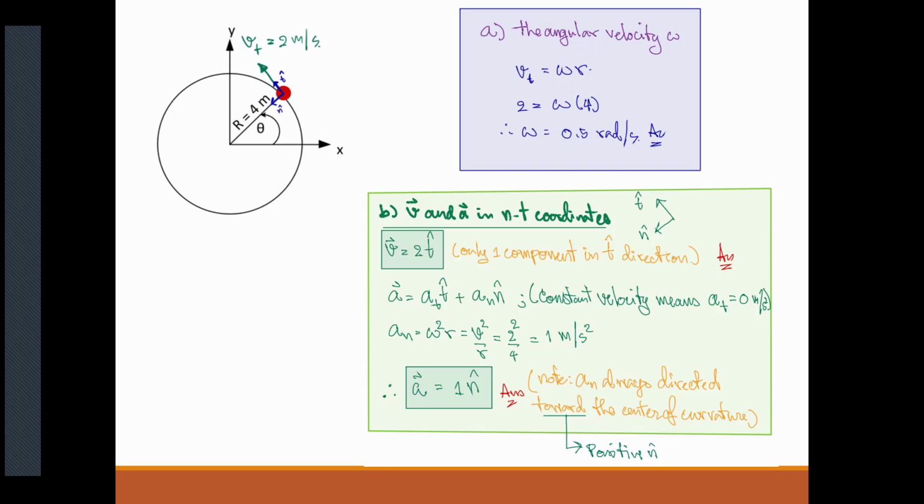The normal direction is always perpendicular to the tangential direction. But one thing you have to remember is that the normal direction always points toward the center of curvature. So for this case, you see that the tangential direction goes this way.